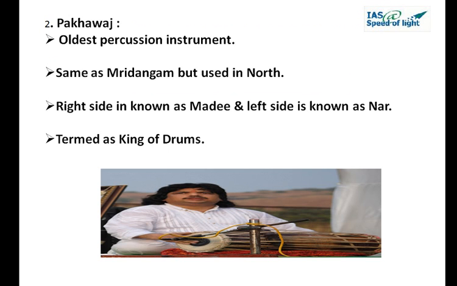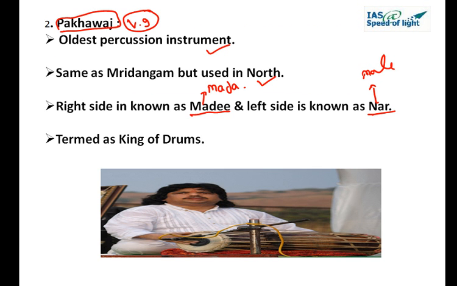Same as Mridangam in North India, we have Pakvaj, a very important instrument for North India. This is the oldest percussion instrument, same as Mridangam but used in North. Right side is known as Madi and left side is known as Nar. So Madi, say we get Mada, which is a female gender, and Nar, it is the male gender. How will you remember? Right side is Mada. Yes, female, they are always right. So right side is Mada, left side is Nar. It is termed as the king of drums, very important. Pakvaj.